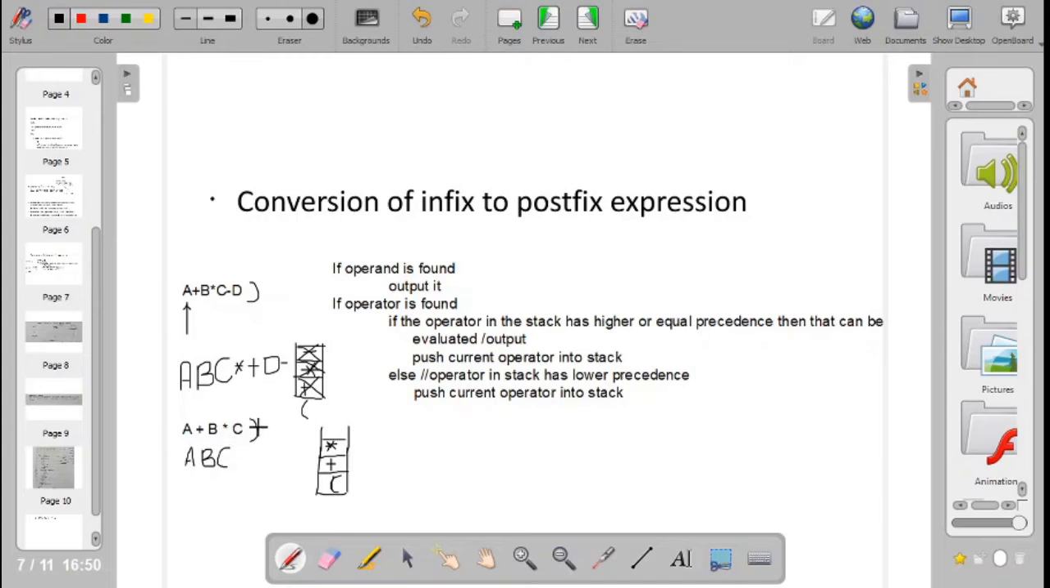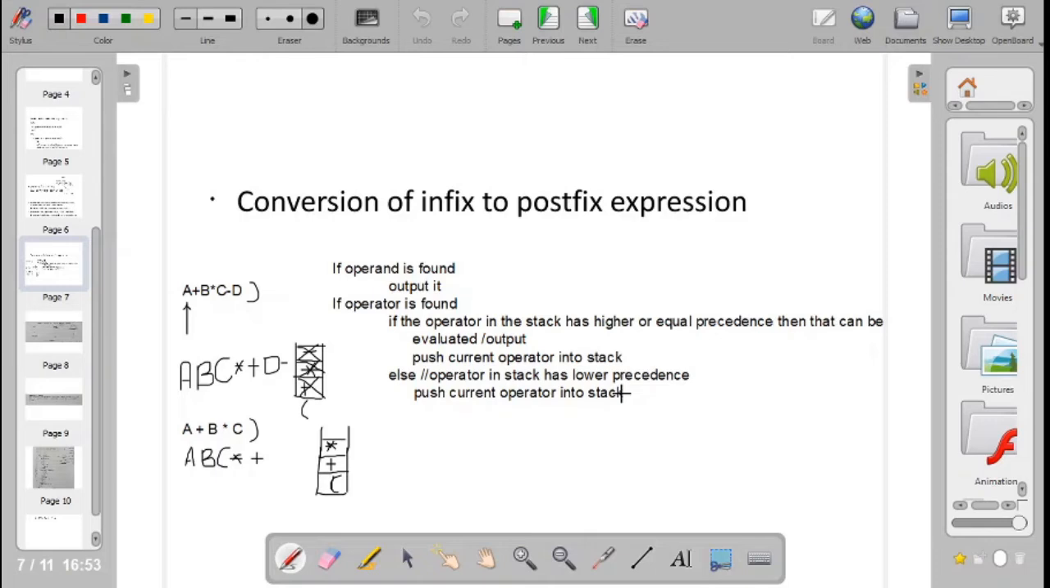Now we come across the end of the string character, which is the closing brace. When that happens, what we said is pop out all the operators and output them. So first star comes and then plus comes. If you look at it, b c star will be evaluated first, and after that plus. So now we have a general idea about how the conversion of an infix expression into a postfix expression works.